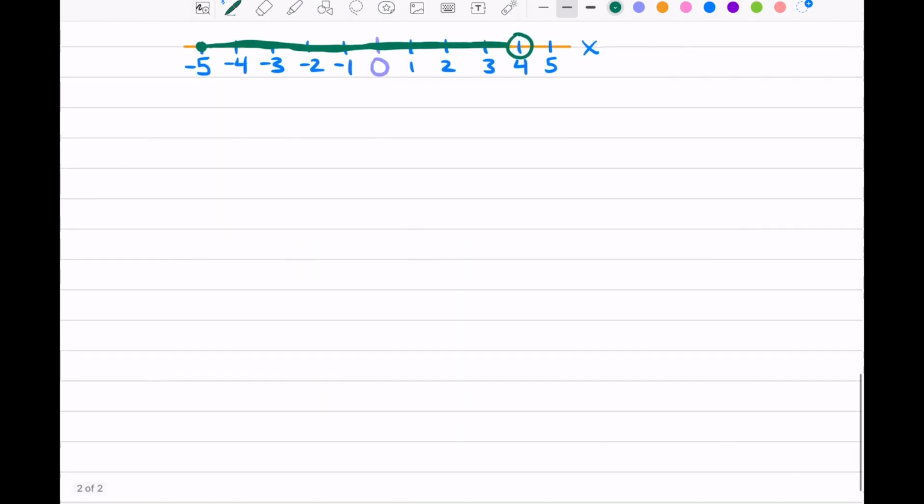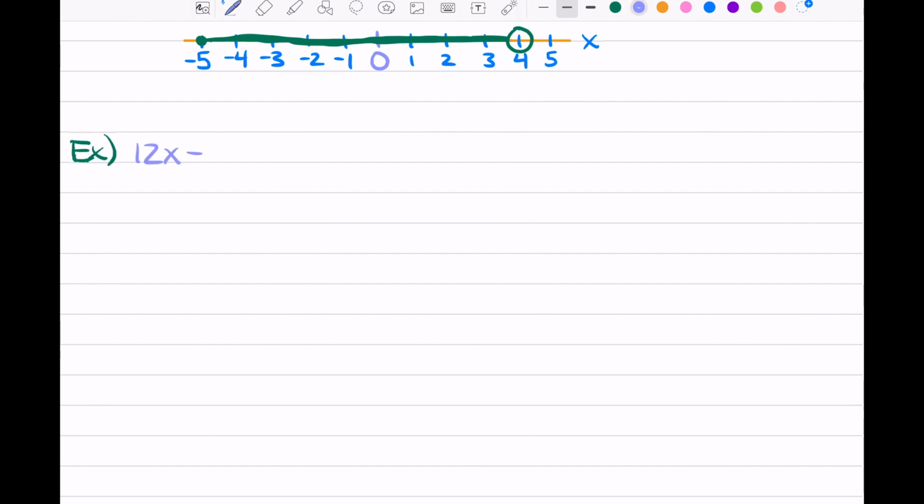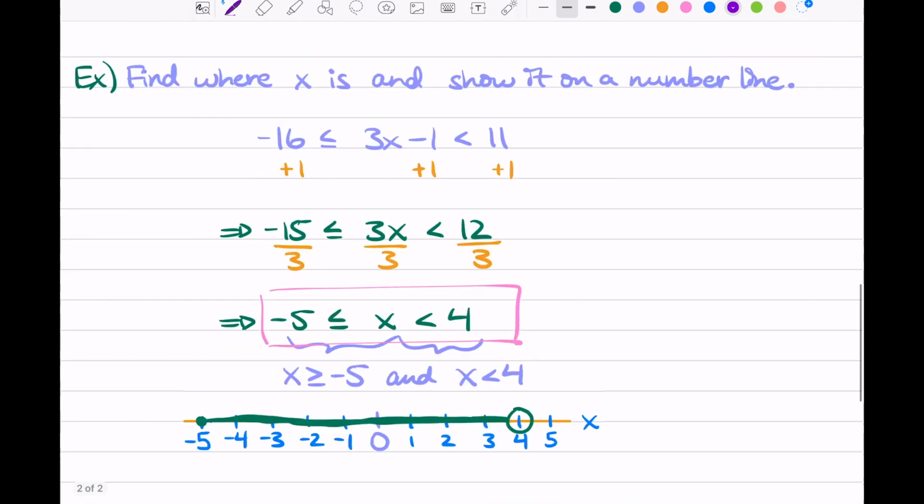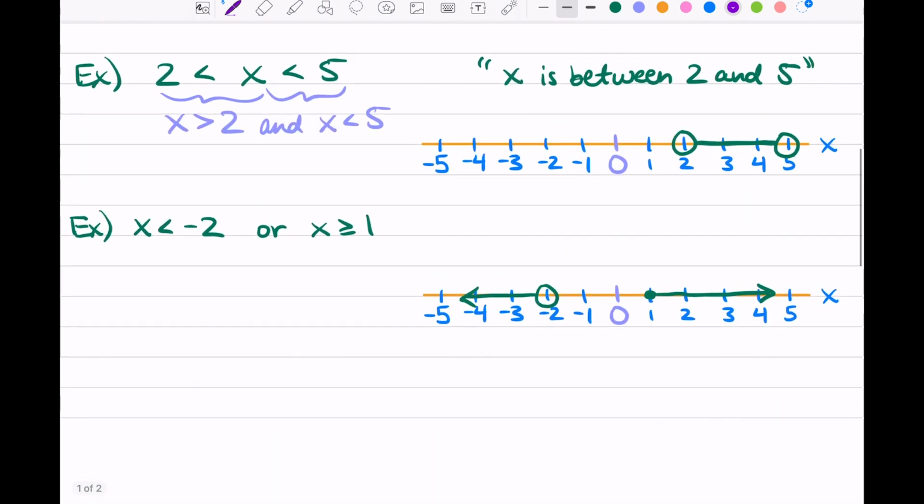All right, let's try another. We have 12x minus 7 is less than or equal to 17, or 5x plus 8 is greater than 33. We have this or keyword in the middle, so that reminds us of this example up here, where we had x is less than -2, or x is greater than or equal to 1. So this is where x is kind of tricky to find, right? And we have 2 kind of random areas where x might be.